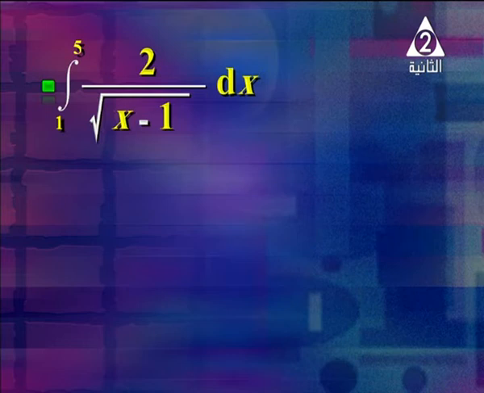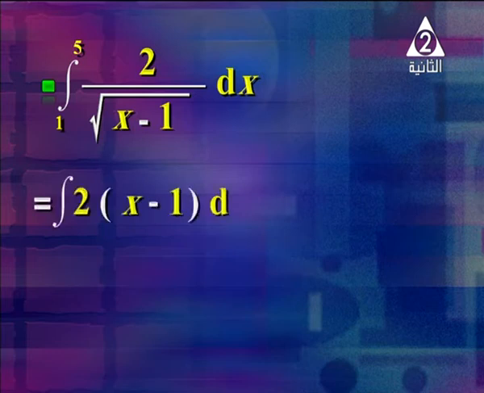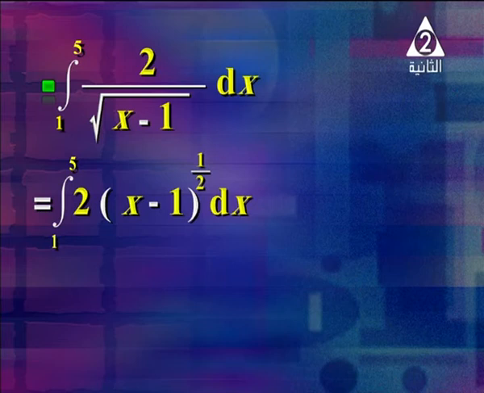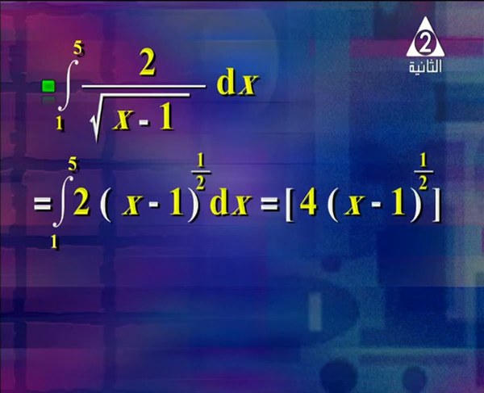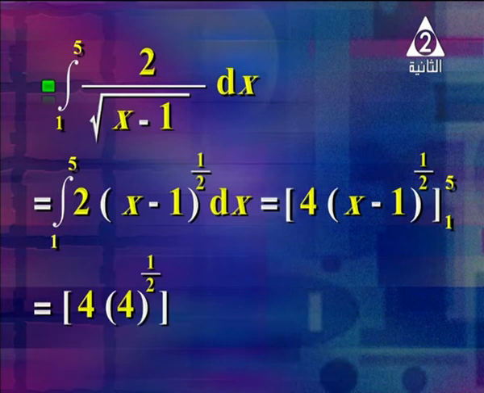Then we can write the square root x minus 1 in the denominator by using x minus 1 to the power negative 1 over 2. Then the integration from 1 to 5 is 2 multiplied by bracket x minus 1 to the power negative half with respect to dx. 2 is a constant. Then we find 2 multiplied by the integration from 1 to 5, which equals 4 multiplied by x minus 1 power 1 over 2 from 1 to 5. By substituting x equal 5 and x equal 1, then subtracting, it equals 8.